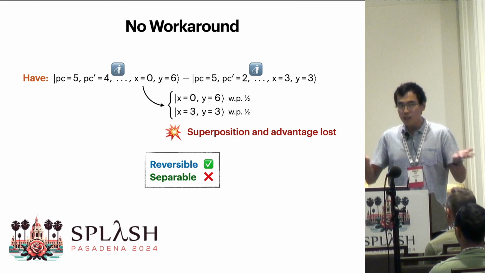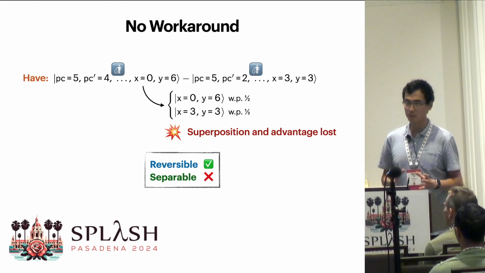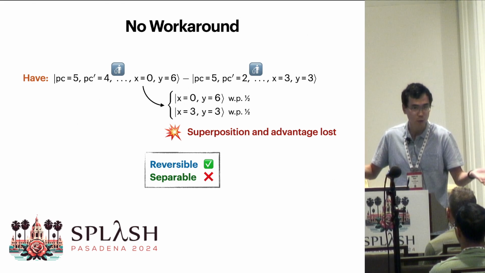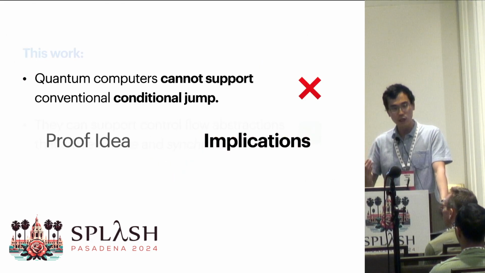So that was, in a nutshell, the proof idea for our claim that you can't do a conditional jump on a quantum computer. Of course, there's a formal statement and proof in our paper. But what I want to move to now is some implications of this idea.